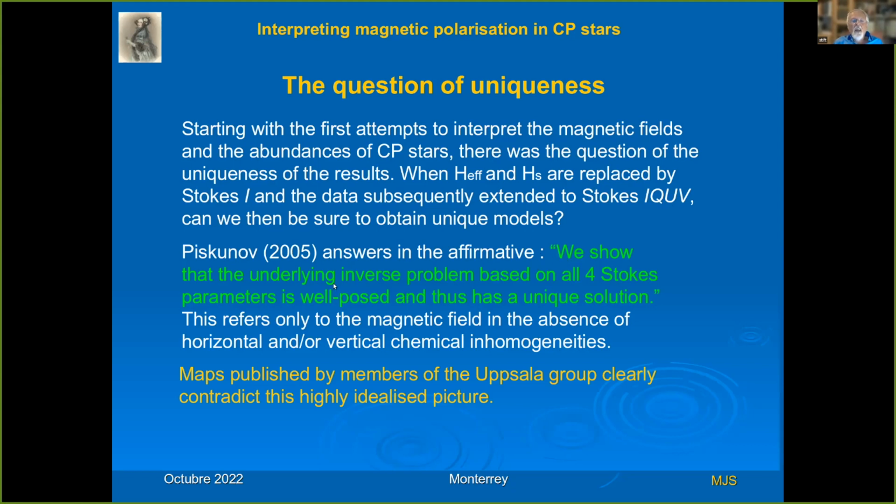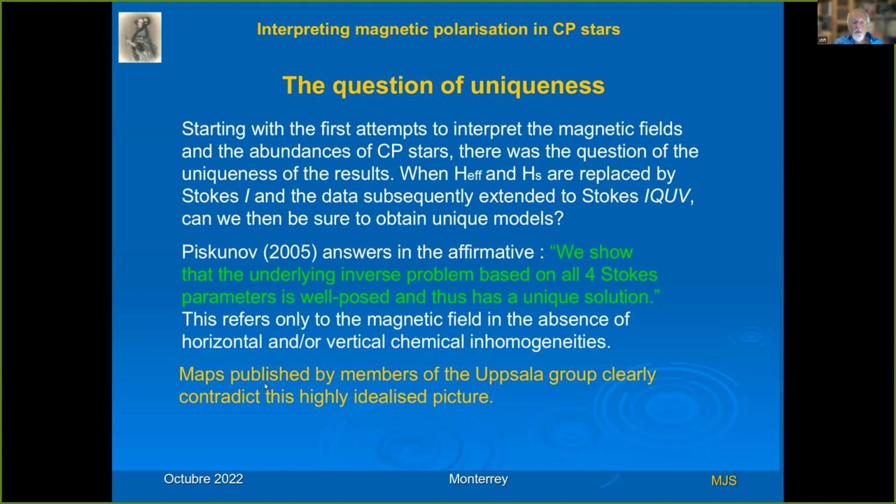We show that the underlying inverse problem based on all four Stokes parameters is well posed and thus has a unique solution. Only when one reads it more or less carefully, it refers only to the magnetic field, and only to the magnetic field in the absence of chemical inhomogeneities. So there can be no spots, there can be no stratifications, especially stratifications that depend on the magnetic field. In that case, there is no reason to believe that this problem has a unique solution.